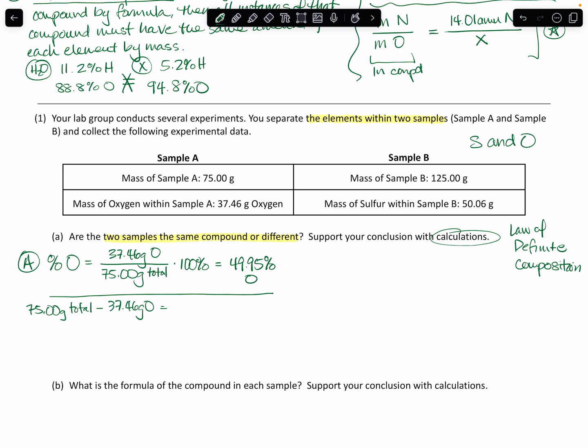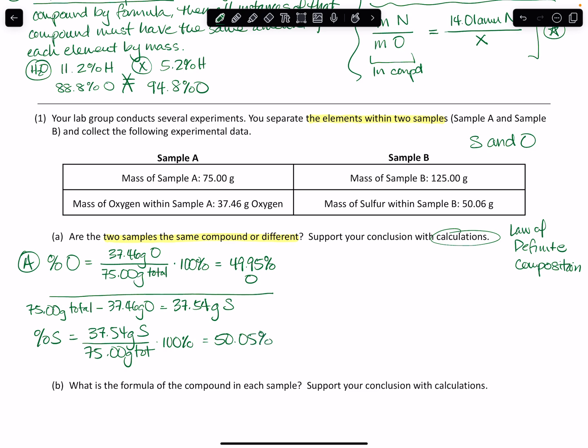So 75 minus 37.46, and we get a value of 37.54 grams of sulfur. Okay, and so then to determine the percentage of sulfur, we do the same thing, except this time we say 37.54 grams of sulfur divided by 75 grams total times 100%. And that's going to give a percentage of 50.05%. And that's the sulfur. All right, so that's compound A.